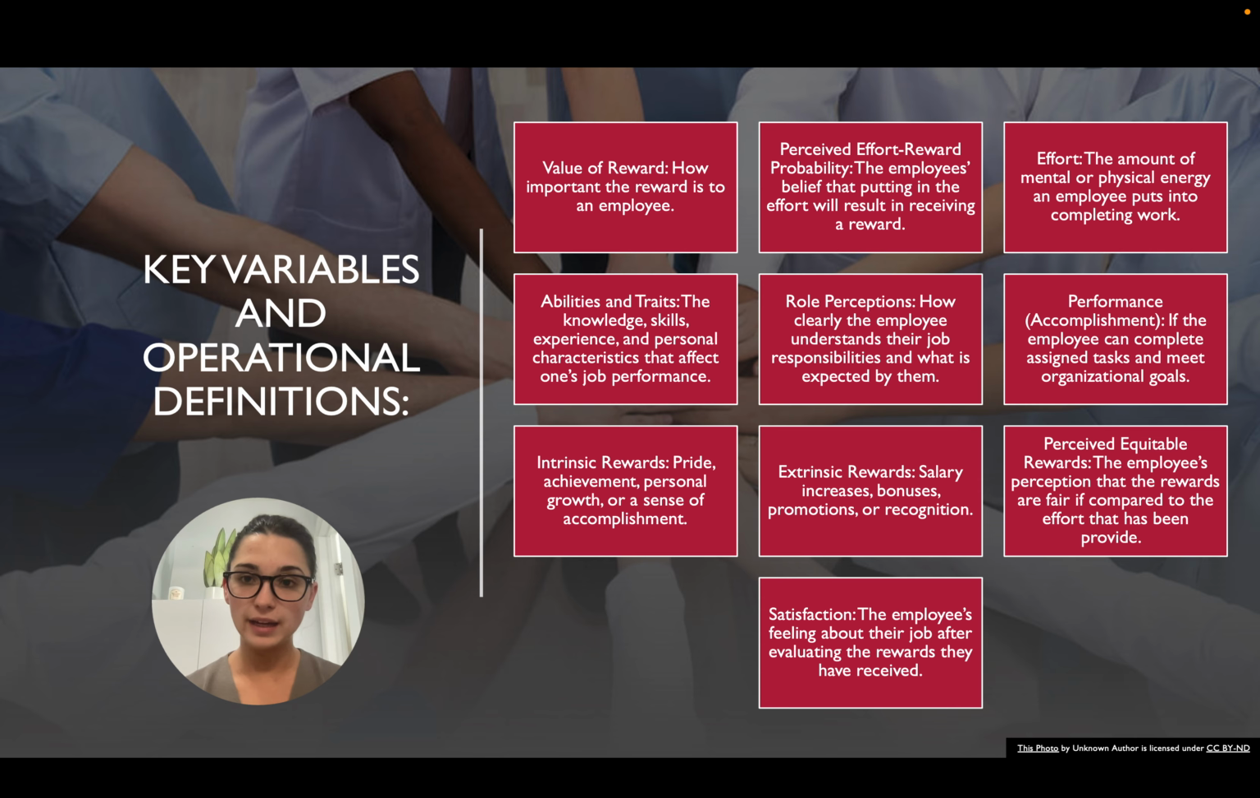In the next slide, we are going to look at the key variables in the Porter-Lawler model and how they all work together. In this slide, I have written down all 10 variables and their definitions. The first thing employees think about is whether the reward is worth the effort. For example, they may ask themselves, is this raise, bonus, or recognition important to me? They also think about whether they believe working hard will actually help them earn that reward. If they believe that it will, they are usually more motivated to put in the effort.